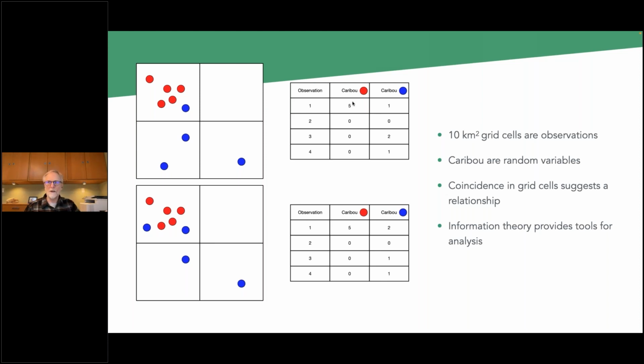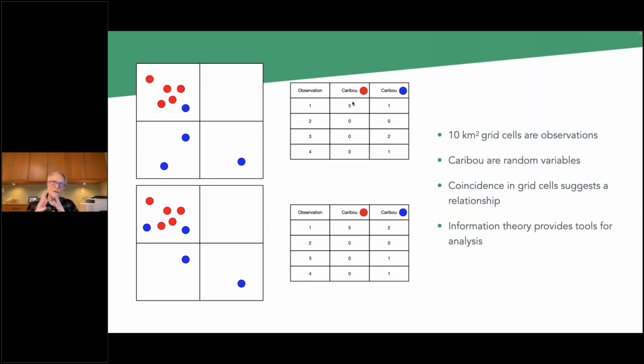I won't go into the math around this, but basically what we're trying to figure out is how closely associated are those columns for each one of those caribou. And information theory, going back to Claude Shannon in the late 1940s, came up with a lot of the math that can be used to calculate how closely these animals are related in this kind of non-parametric way.